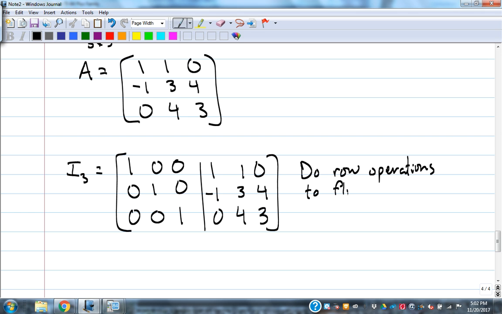To flip the matrix. And by flip the matrix, I mean take this side and make this side look like it. So do the row operations that would put a 1, 0, 0, 0, 1, 0, 0, 0, 1 over here. That would change these values.